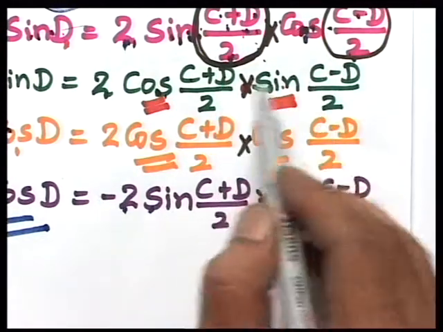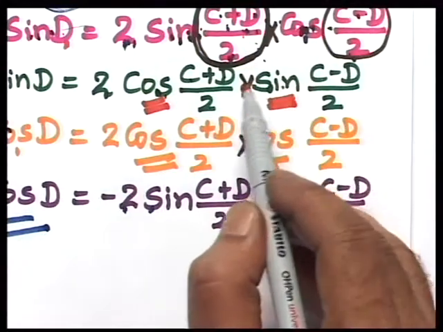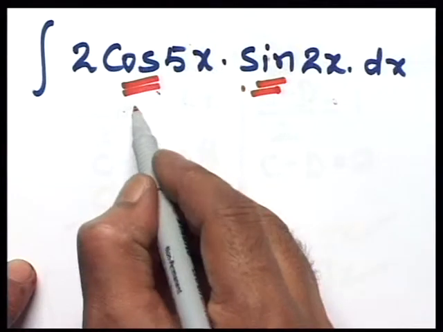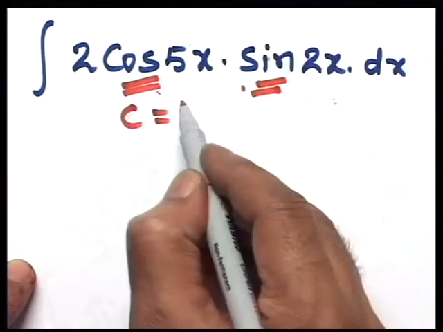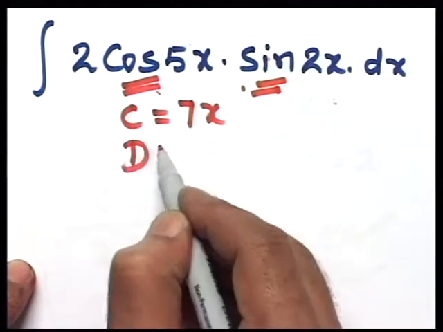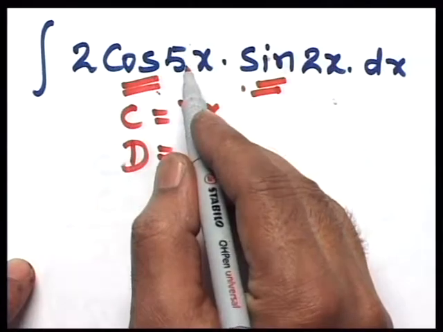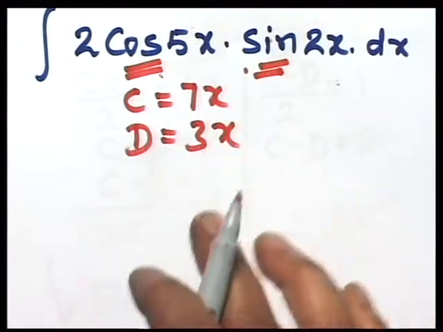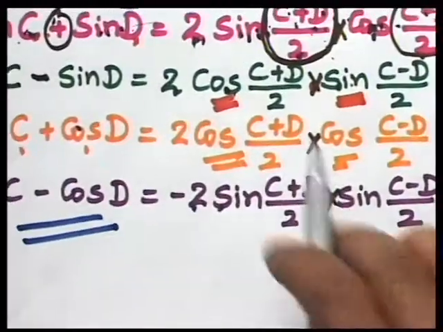So we don't need to use the simultaneous equations to find c and d. We can simply say c is equal to 5x plus 2x, 7x, and d is minus that from that, 5 minus 2, it's 3x. So that's all. And don't forget, look at the left hand side also.